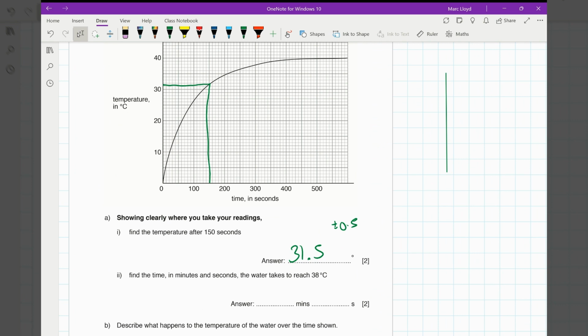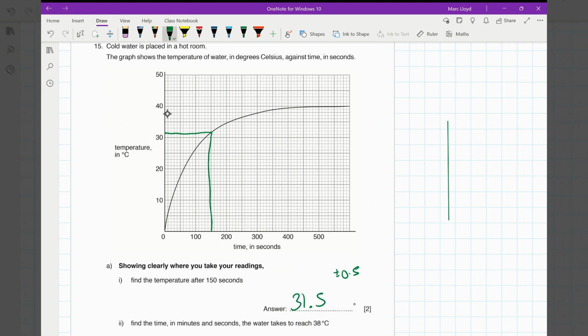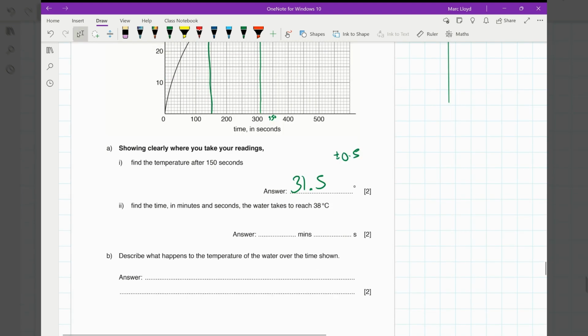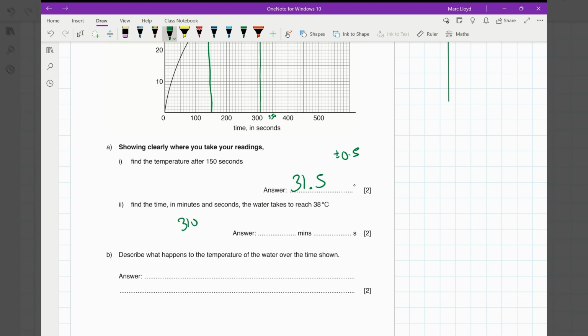Okay, find the time in minutes and seconds the water takes to reach 38 degrees. So at 38 degrees, you're going to draw your line. This is actually easier for me. You must use pencil and ruler when you're doing this. So I hit the line kind of there, one after the bold line. That's 300 to 400 seconds, that'd be 350, so I've got 310 seconds. In minutes, that's 5 minutes and 10 seconds. And again, you're going to get plus or minus 10 seconds on that reading.